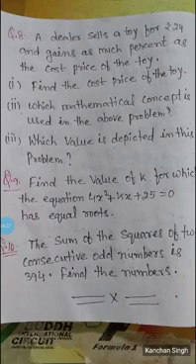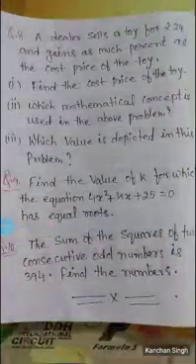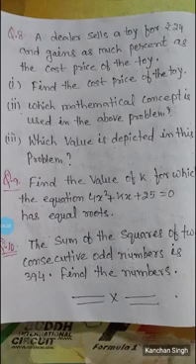The next question is: the sum of the squares of two consecutive odd numbers is 394. Find the numbers. This type of question we have solved many times. Please try all these questions, and wherever you face a problem, please contact. I am giving you these questions for practice only, so that you can check whether you understand this chapter or not. In this chapter, if you face any problem, please contact.